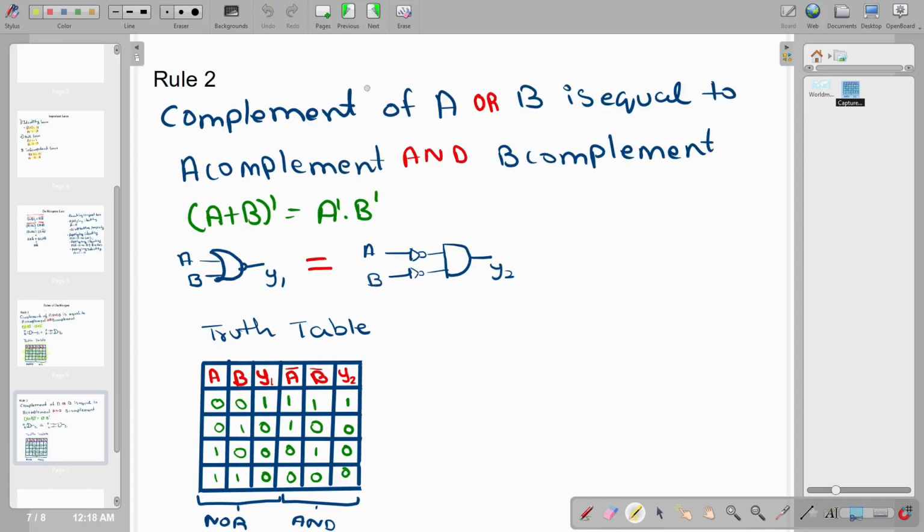So moving forward, we can see Rule 2. Rule 2 states the complement of A or B is equal to A complement and B complement. So you can see this is the complement of A or B, which is equal to A complement and B complement. So in the truth table we can see A and B are given as an input for a NOR gate with output y1, which must be equal to the inverse of A and B, which is given to an AND gate with an output y2. In the second rule truth table, you can see the first part of the truth table denotes the NOR gate and the second part denotes the AND gate.